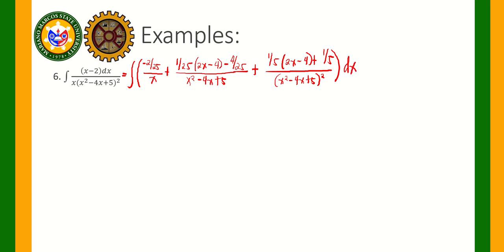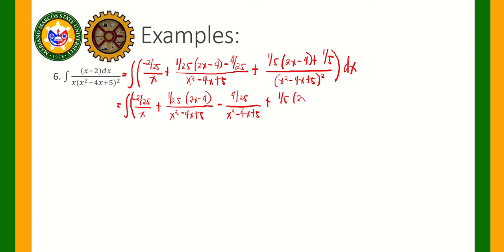So paghiwalayin na lang muna natin sila. This will be equal to the integral of negative 2 over 25 over x plus 1 over 25 times 2x minus 4 over x squared minus 4x plus 5 and then minus 4 over 25 over x squared minus 4x plus 5 and then plus 1 over 5 times 2x minus 4 over x squared minus 4x plus 5 quantity squared, and then plus 1 over 5 over x squared minus 4x plus 5 quantity squared, and then dx.